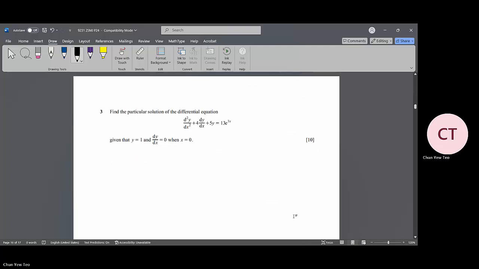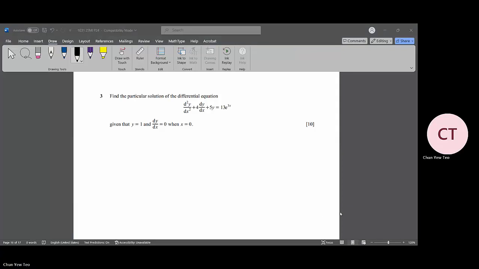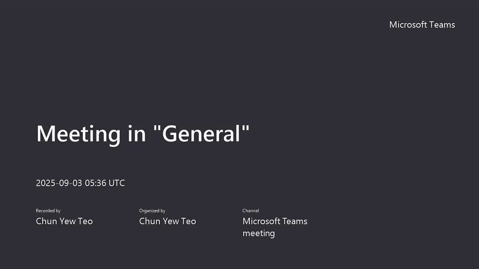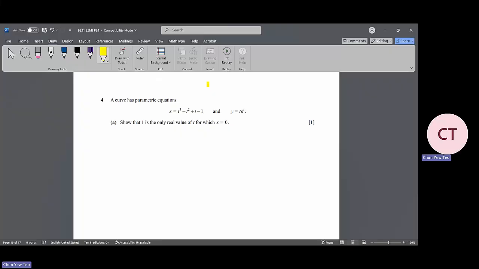Move on. We have question number 3. We are having a curve. The curve has a parametric equation as given here. And they want you to show that 1 is the only real value for t where x equals 0. So when x equals 0, you have t cubed minus t squared plus t minus 1 equal to 0.